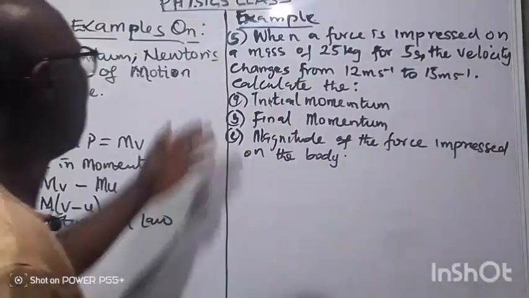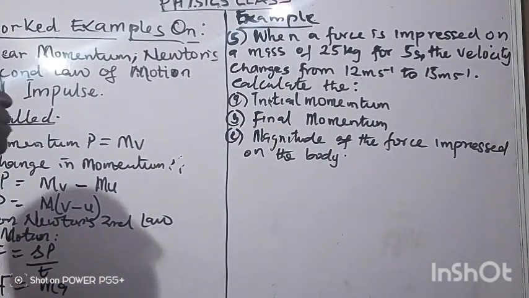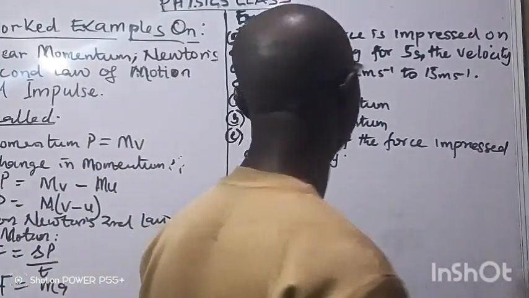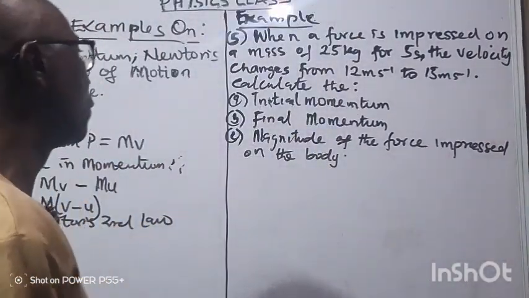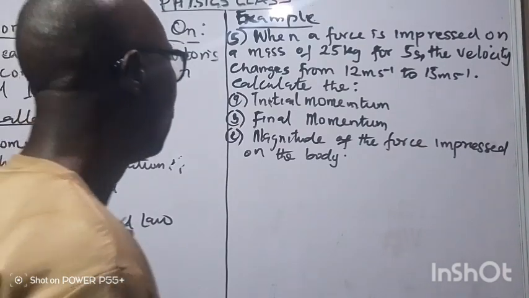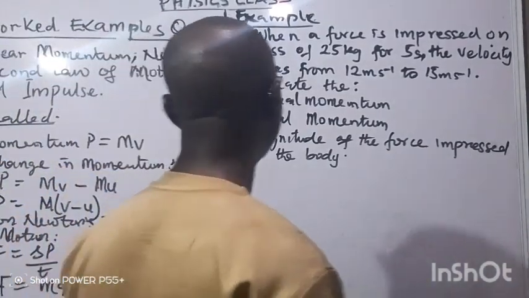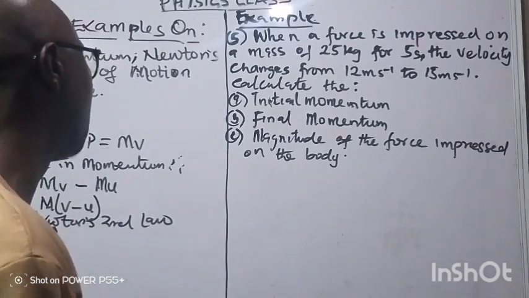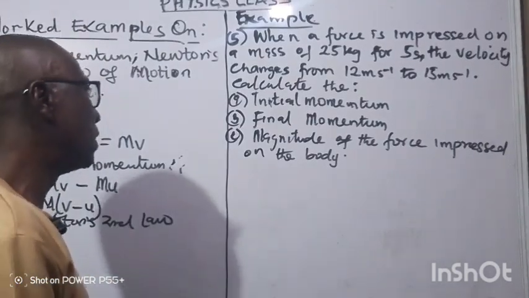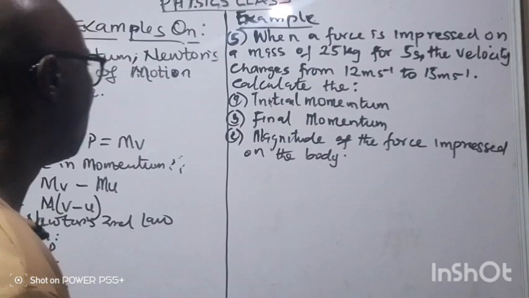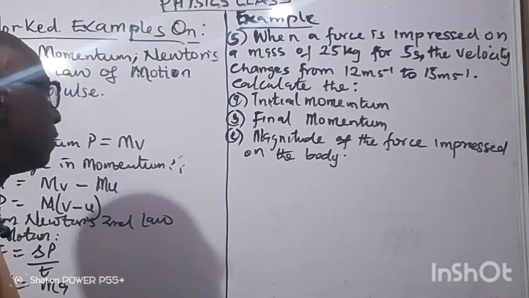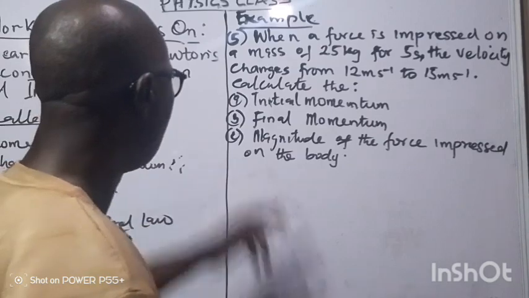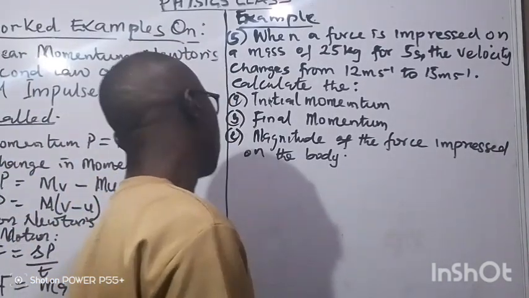Let's take this one as example 5. When a force is impressed on a mass of 25 kg for 5 seconds, the velocity changes from 12 meters per second to 15 meters per second. Calculate A, initial momentum, B, final momentum, C, magnitude of the force impressed on the body.